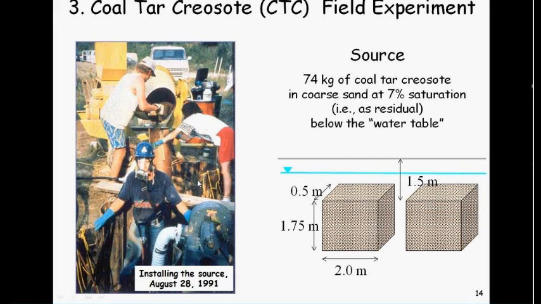So after we got it in place, we backfilled with Borden sand and then took the sheet piling out of the ground. That allowed the groundwater flow, which was essentially horizontal, to resume. It goes through the source, dissolves the source, and creates plumes. And our interest was, what do those plumes look like?